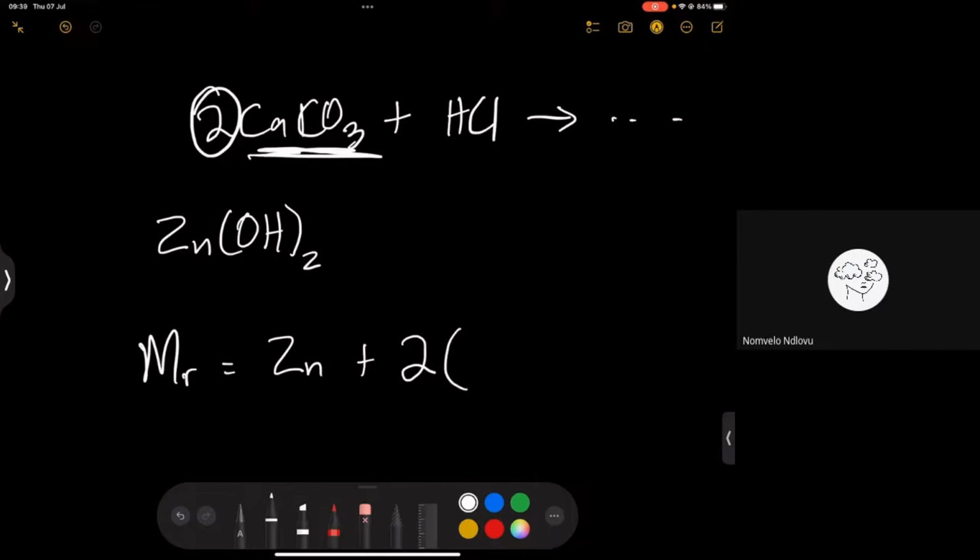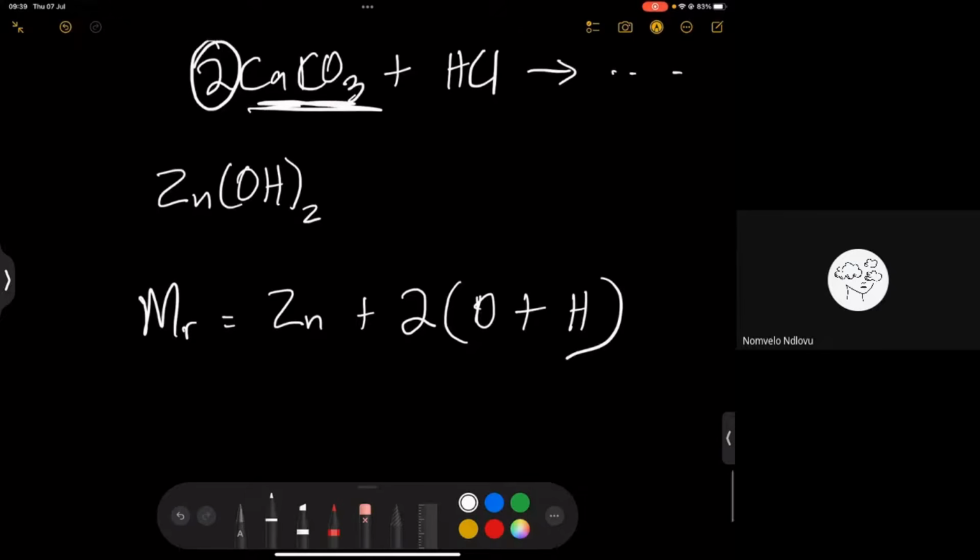2 times the oxygen plus 2 times the hydrogen. Or alternatively, you can look at it as zinc plus 2 times oxygen plus 2 times hydrogen. Okay. Right. Awesome stuff.